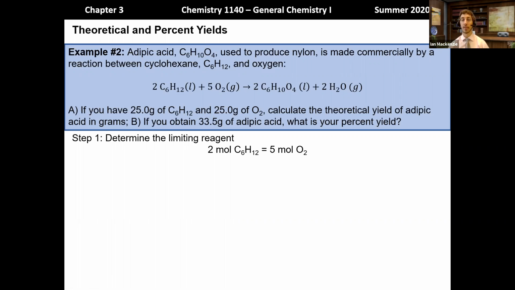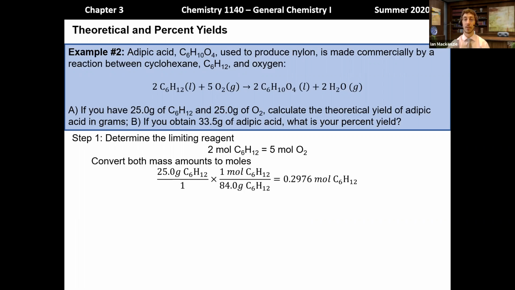So 2 moles of cyclohexane is equal to 5 moles of oxygen, just from the balanced chemical equation. So I need to convert both mass amounts to moles so that I can use this molar equivalency. So I take the mass of cyclohexane, I add up the individual atomic masses to get my formula weight or my molecular weight, which I can get in my molar mass then from that in grams per mole. And I put grams on the bottom, moles on top, and the grams cancel, and I come out with a certain number of moles of cyclohexane. I'll do the same thing with oxygen with its molar mass, and I come out with another amount of oxygen in moles.